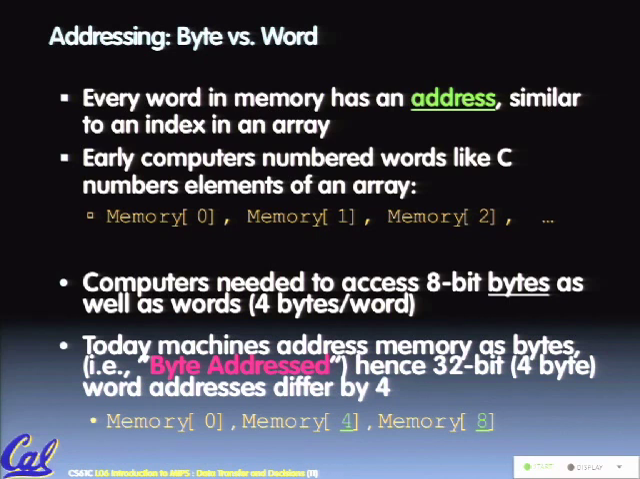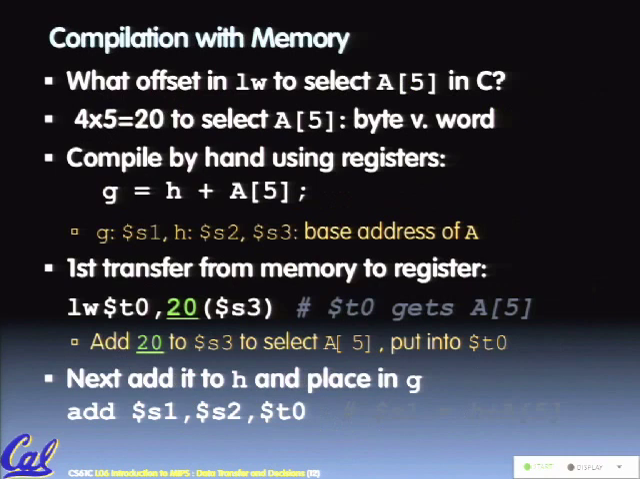G and H, where are they stored? Well, they're in S1 and S2. How about A[5]? Okay, A. What's the base pointer for A? I've got to tell you what that is. S3 is the base address of A. Okay?